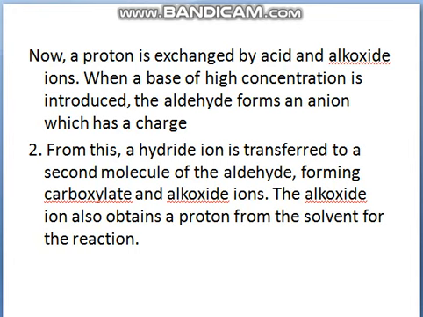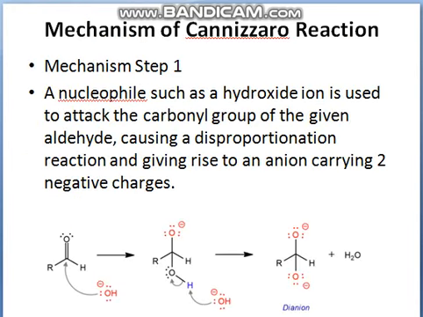Next is the mechanism of the Cannizzaro reaction. So step 1 is a nucleophile such as hydroxide ion is used to attack the carbonyl group of the given aldehyde, causing a disproportionation reaction and giving rise to an ion carrying two negative charges. So here is the reaction you can see.